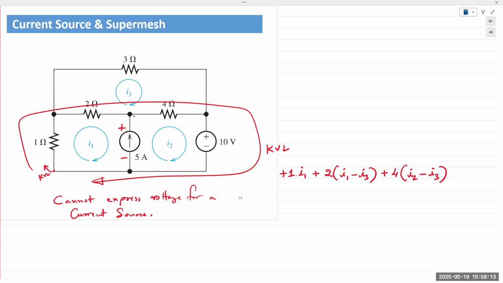Does that make sense to everyone? That's all a super mesh is. Even more straightforward than a super node. You're simply combining two together and applying KVL around that outer loop. And then finally, to complete this would be plus 10 equal to 0. That's all it is. All right, any questions?